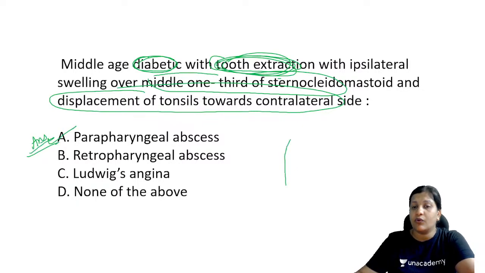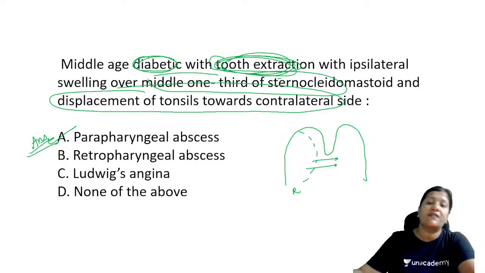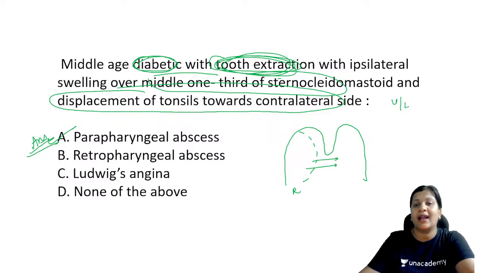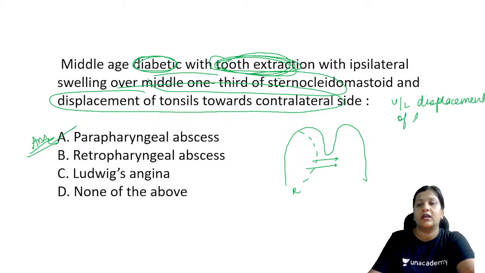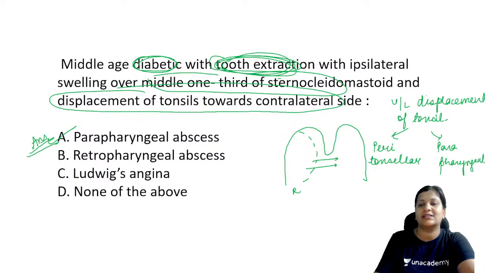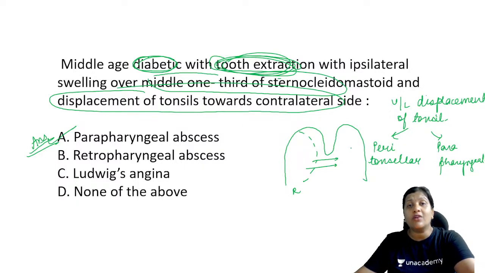Whenever they give you a question where there is a displacement of the tonsil, so the right tonsil has got pushed towards the opposite or contralateral side, there are two differential diagnoses that you should know. For unilateral displacement of the tonsil, you should be sure of two things. The first one is, is this a peritonsillar abscess or is this a parapharyngeal abscess? Both of them will present to you with unilateral displacement of the tonsil.